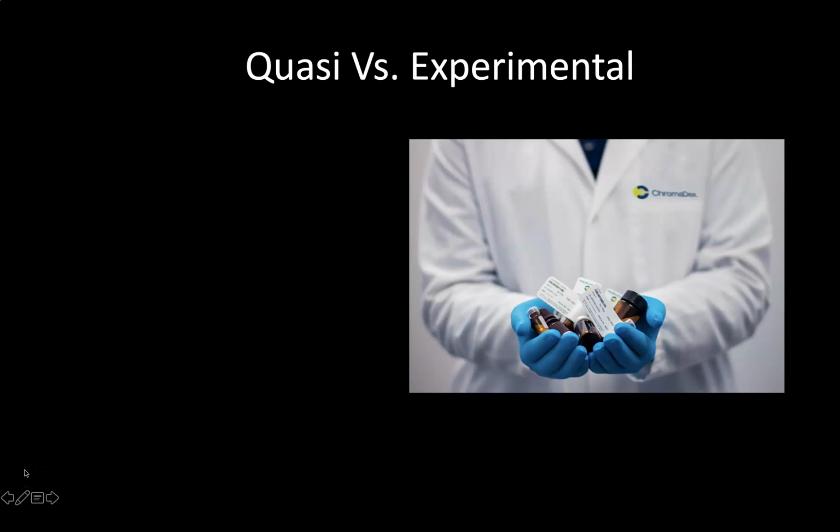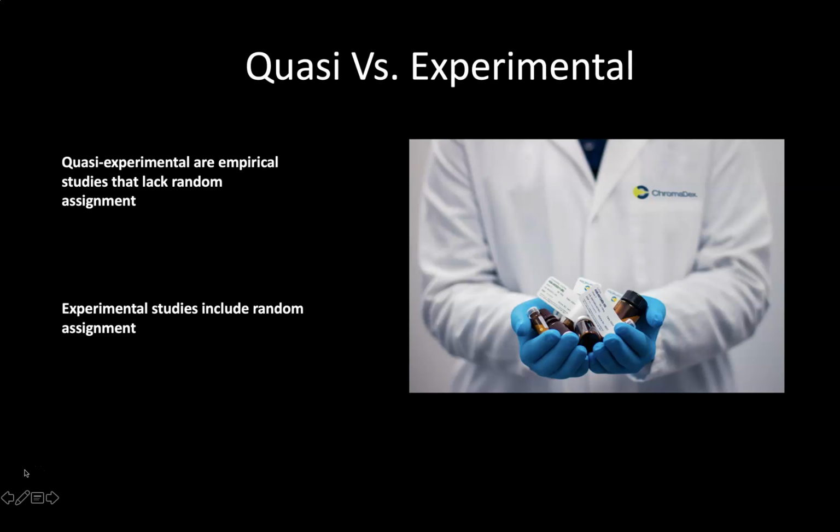Hi all, in this video I will explain the difference between a quasi-experiment and an experimental design. And really when it comes down to it, there's only one main distinction, and here it is. A quasi-experimental design, well these are empirical studies, they lack random assignment. And for experimental studies, they include random assignment.